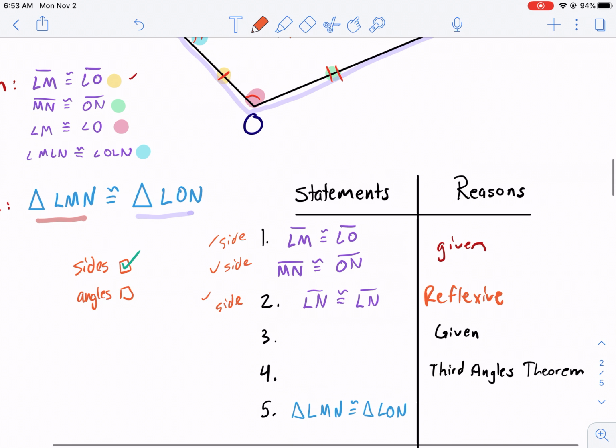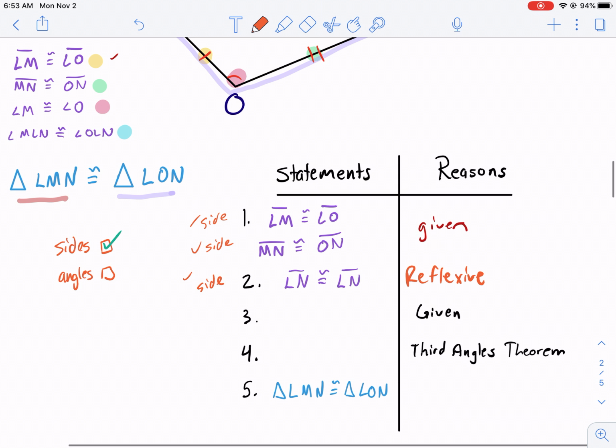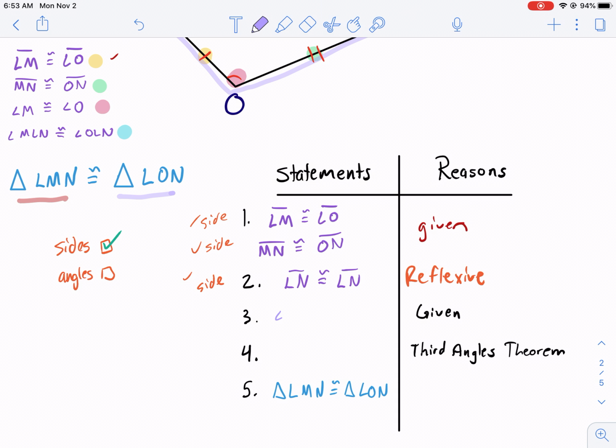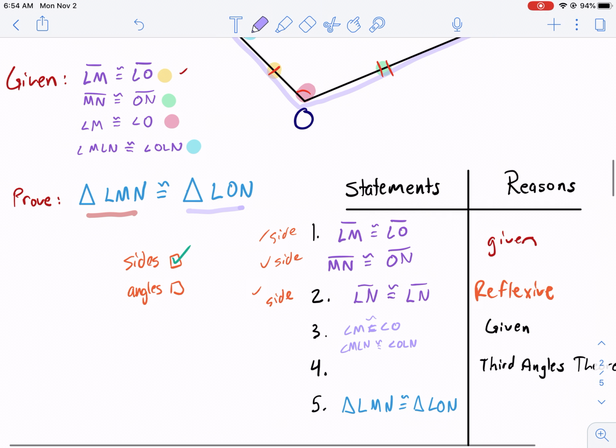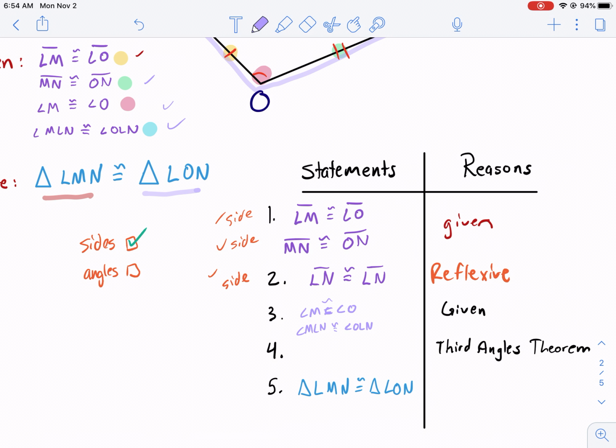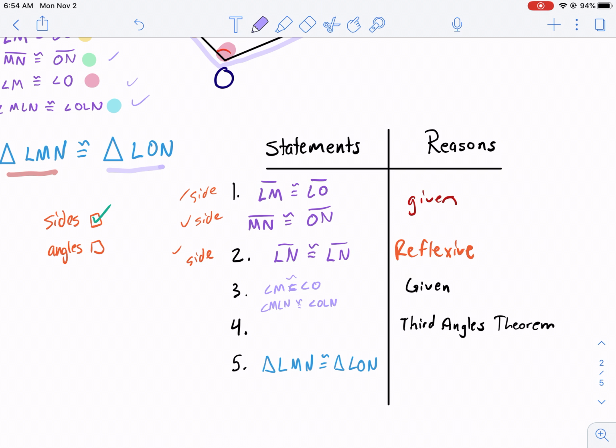So now we are looking, okay, what's given? Well, we know that we have, let me go to this light purple, angle M congruent to angle O. And then we have angle MLN congruent to OLN. Okay. And that's given. We know that because it's given right here. Check. I'm going to check this one just because we already did it. Now, third angle's theorem is the reason, okay?